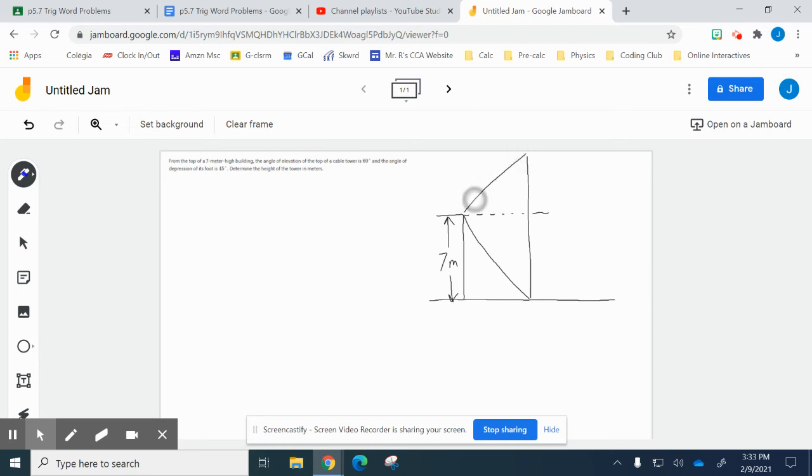So the angle of elevation is going to be this one, that's 60. And the angle of depression is going to be that one, and that's 45. 60 degrees and 45 degrees. And they want to know, how high is that tower in meters? Which we can figure out. All right? So here we go.